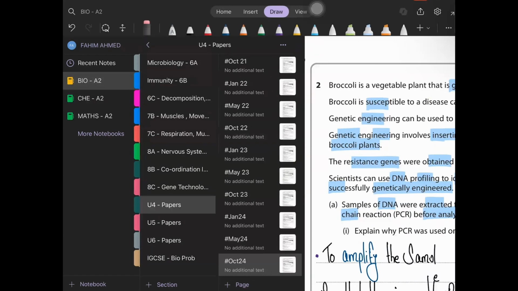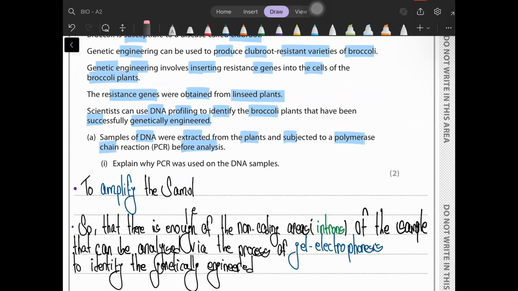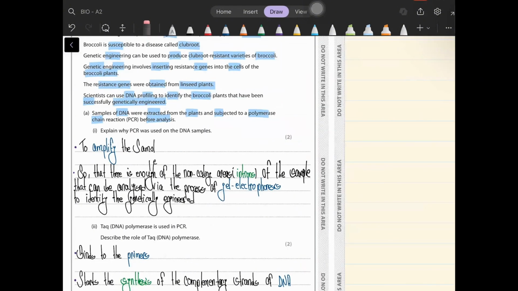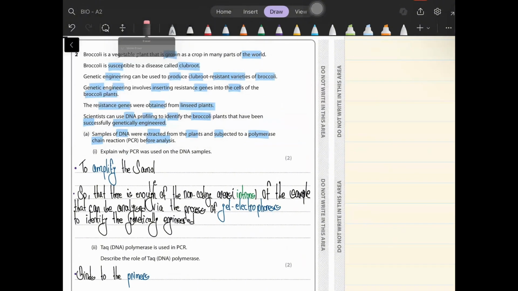So explain why PCR was used on this sample. First thing was that it was used to amplify the sample, to increase the number of the sample, so that the samples could then be identified using techniques such as gel electrophoresis to identify which plants were genetically modified and which were not. I have basically written this down in my answer over here, so you can just take a look at it. Right.